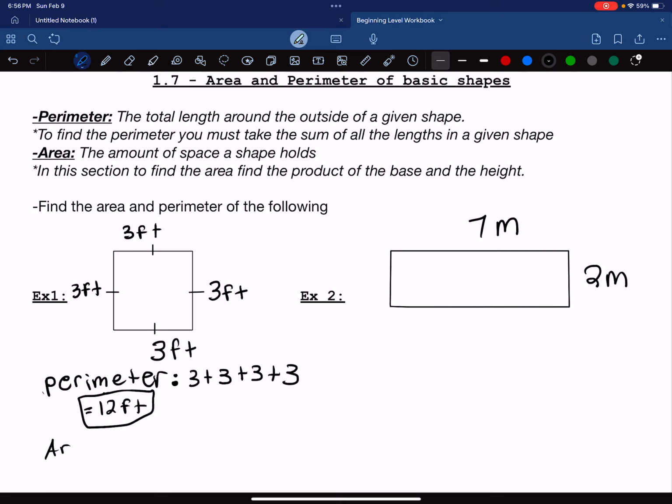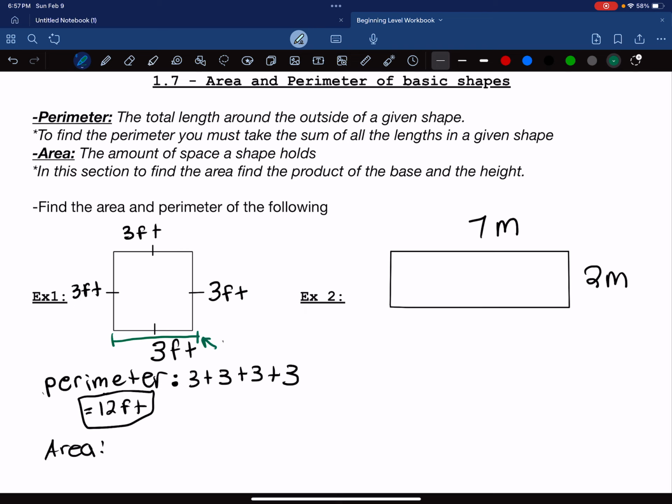And then our area is base times height. So the base won't always be the bottom of the shape, we might get more into that later, but for now, the base is the bottom of the shape. So this is the base, and then the height is how tall the shape is. So let me label that here. This here, that is the base, and this here, that is the height.